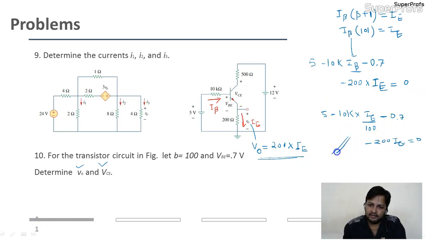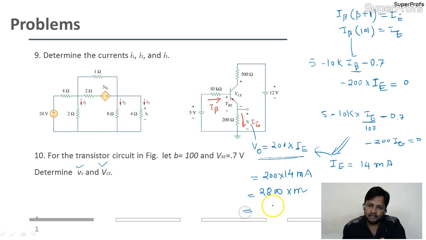When you solve this equation, your IE will be nearly 14 milliampere. So IE is 14 milliampere. So what is the value of V0? We'll put the value of IE here. It will be 200 into 14 milliampere, so it will be 2800 into milli. So finally 2.8 volt. The value of V0 is 2.8.